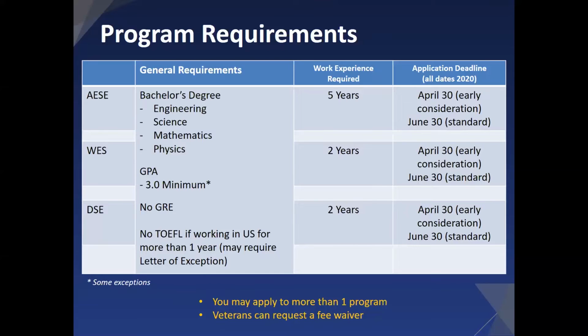So with all the programs, we are looking for people with quantitative backgrounds. So we are looking for degrees in engineering, science, mathematics, physics, for example. UCSD's typical requirement is a minimum of a 3.0 undergraduate GPA, but we make exceptions every year.